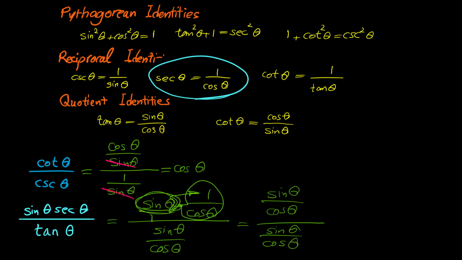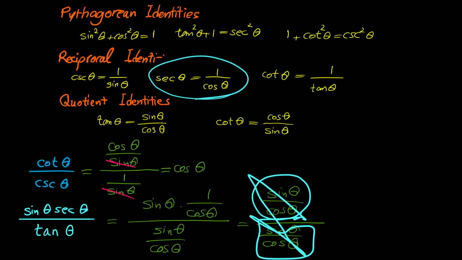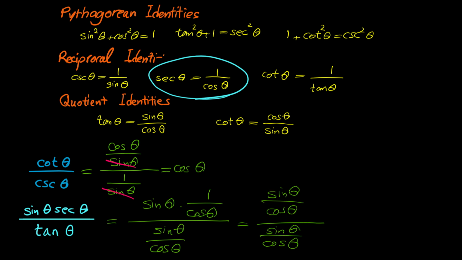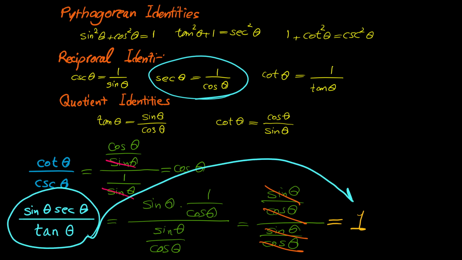Look at the numerator and look at the denominator. They are the same. Same fraction in the numerator, the same fraction in the denominator. You can cancel these two, and the answer is 1. Don't forget, when numerator and denominator are the same, the ratio is 1. Basically, sine with sine cancels, cosine with cosine cancels, everything cancels, and the answer is 1. So the simplified form of this trigonometric expression is 1. This expression is always 1.